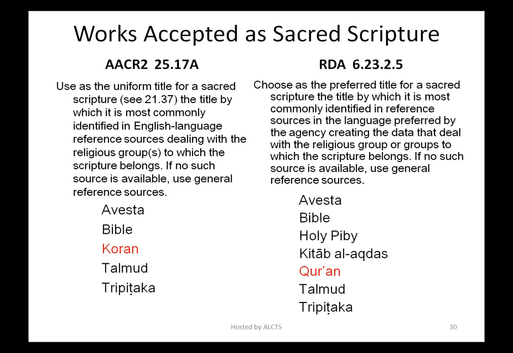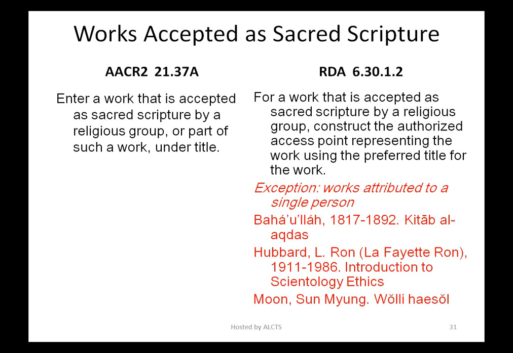Okay. A little bit about changes to works scripturals, works accepted as sacred scripture. Basically, the rule is the same. The one main change is that we're going to change the way we spell Quran, and so you can see that on this slide. There's a few more examples added to the RDA. And there's one exception for the way sacred scriptures are named. In AACR2, they're always named by title. They're entered under title. In RDA, there's an exception because there are some sacred works that are attributed to a single person, and so RDA has accommodated that.